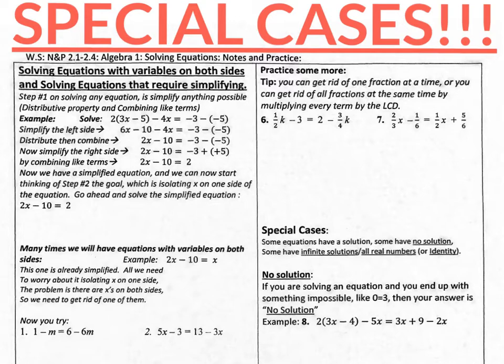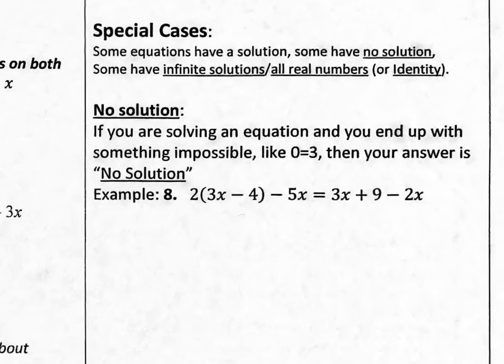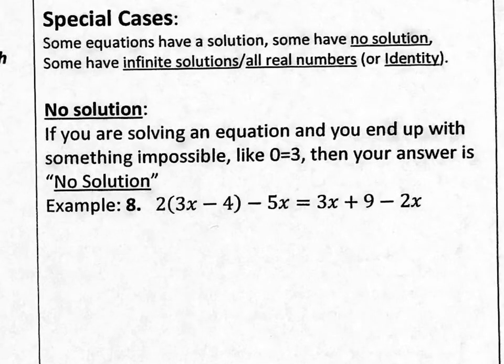So on the opener that we just did, we solved equations that had variables on both sides. We solved equations that had variables on both sides that required simplification, some distributive property and stuff like that. And let's move down to this part of our notes that we didn't get to yesterday. It says right here, some equations have a solution, some have no solution. Some have infinitely many solutions. And you could just say all real numbers or identity. So we're going to be either using infinitely many solutions or all real numbers. I know it sounds weird right now.